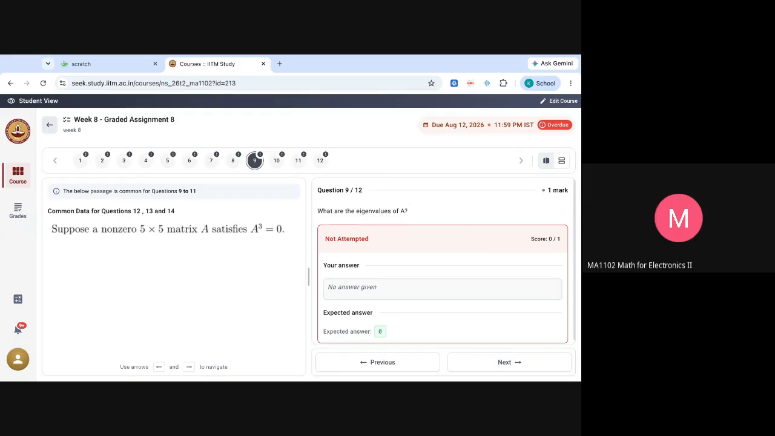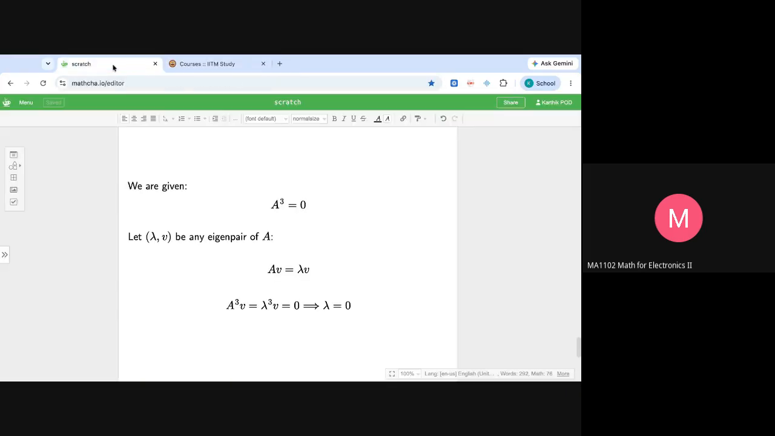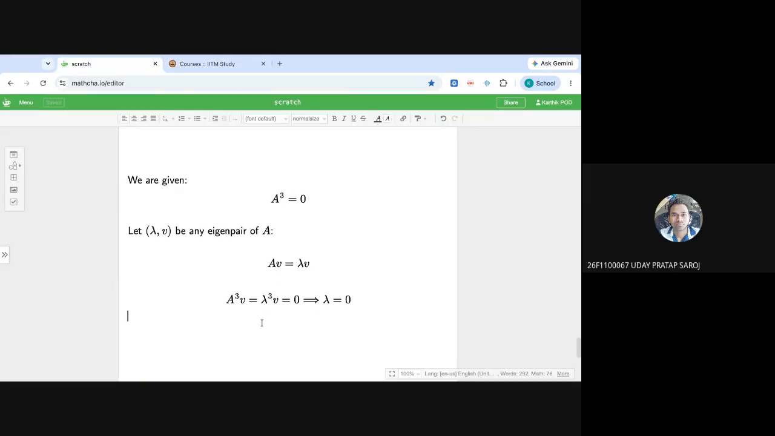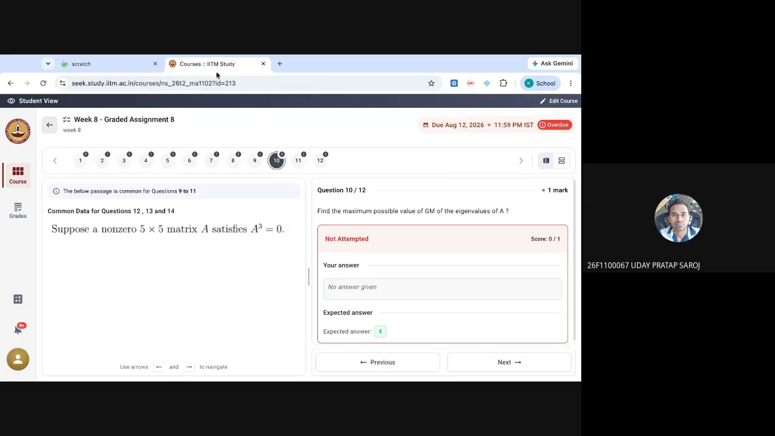Okay, so let's look at question 10. Find the maximum possible value of the geometric multiplicity. Here it comes out as 4 instead of 5, or 1. How to think about this? It says suppose a non-zero matrix, so that part is clear.